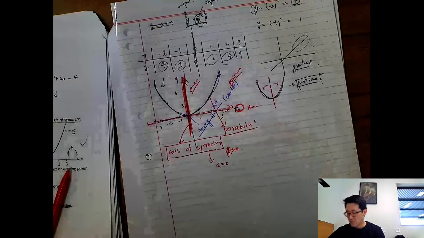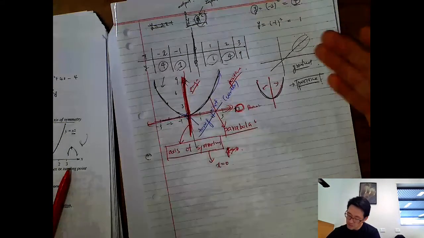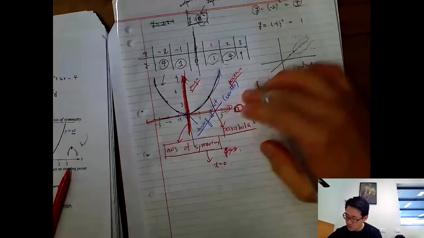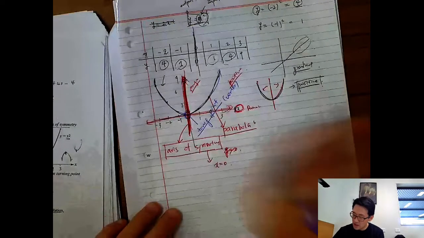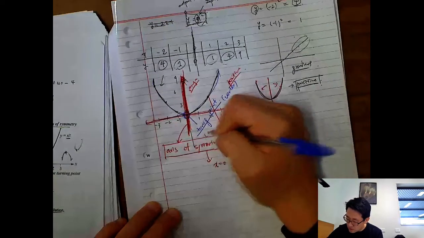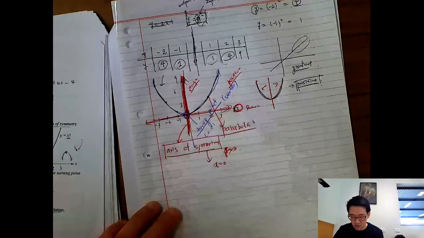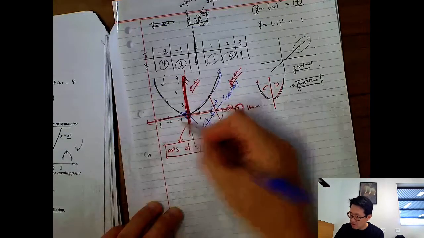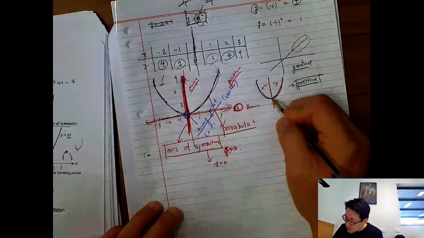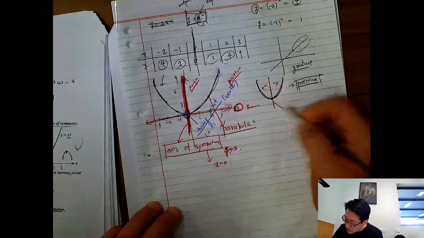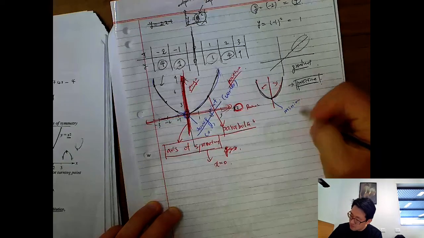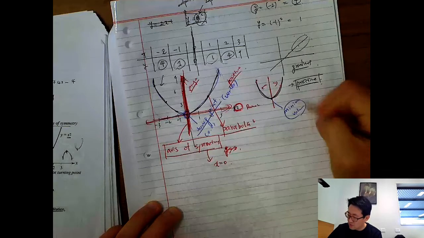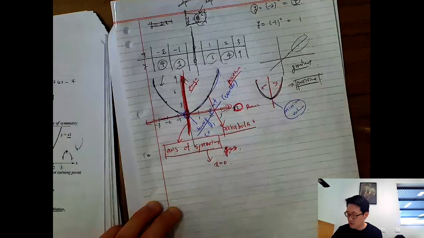That's why you can call this vertex form or turning point form. In this case, the turning point is (0, 0). And when the equation looks like this, the turning point is going to be the minimum value, or minimum y value, isn't it?